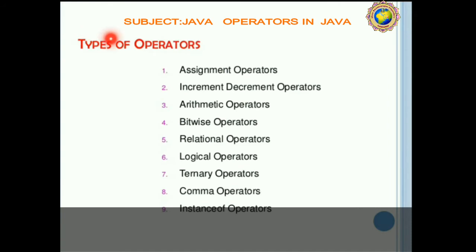Next, types of operator. We have already seen the types of operator, we have just seen them orally, right? Assignment operator, increment decrement operator, arithmetic operator, bitwise operator, relational operator, logical operator, ternary operator, comma operator, and instanceof operator. So these are the types of operator. Now we are going to learn in detail.